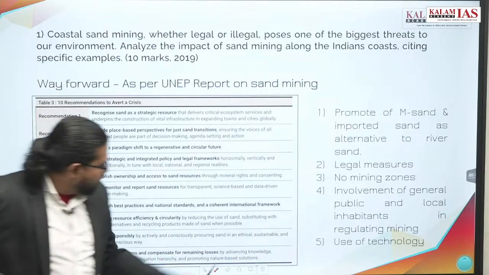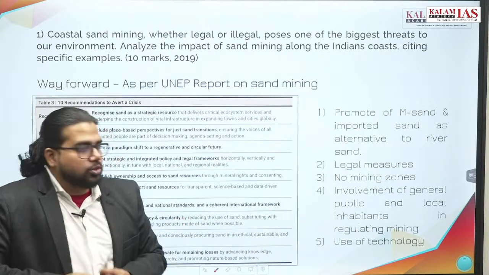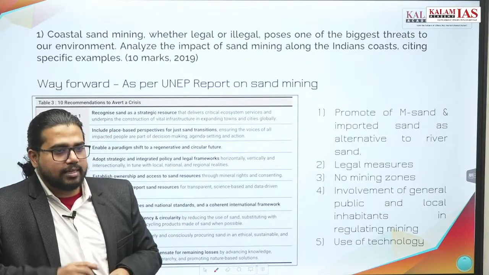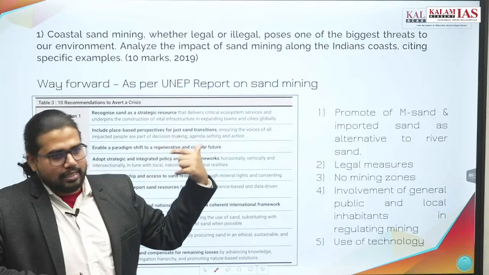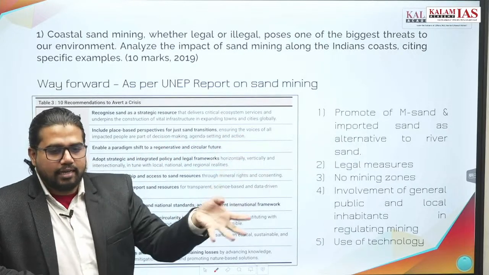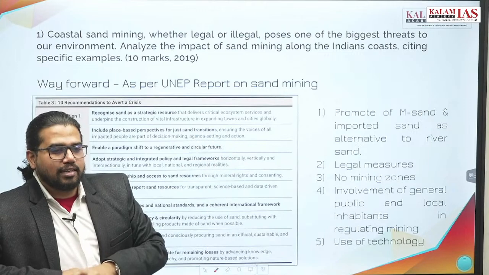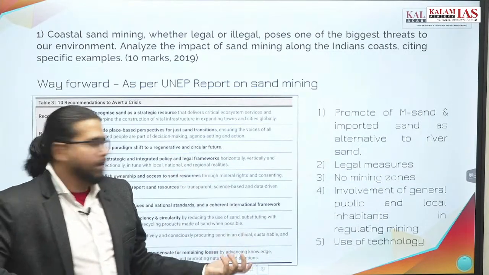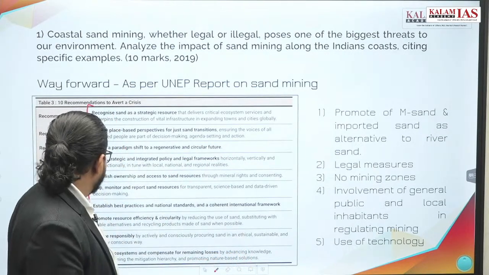Yeah, this is the way forward. That is not required too much here, because it is not exactly asked. But still you can give a diagram or some representation, and add 2 or 3 points. This is also taken from the same report.